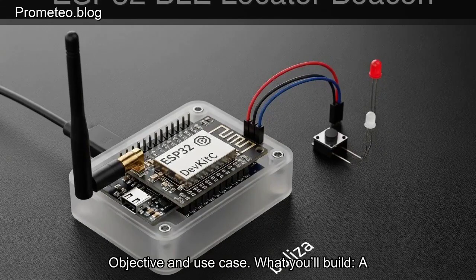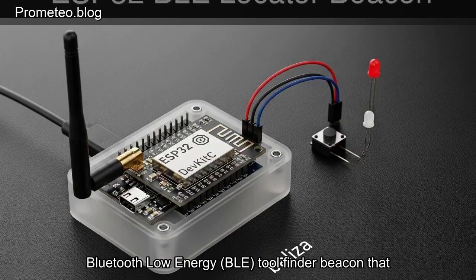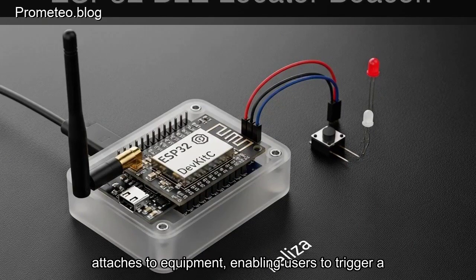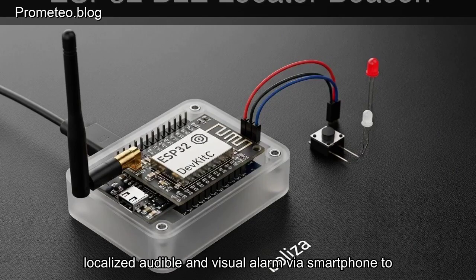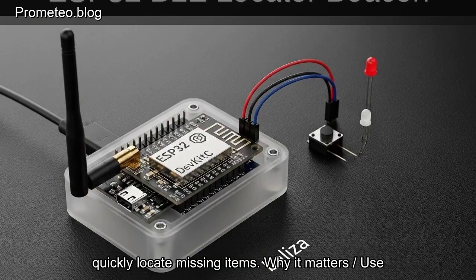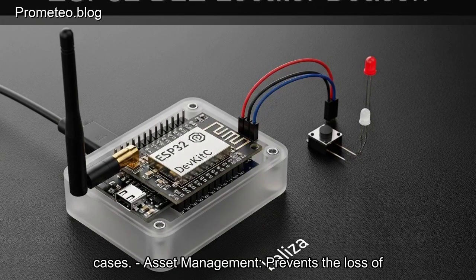Objective and use case. What you'll build: a Bluetooth Low Energy (BLE) tool finder beacon that attaches to equipment, enabling users to trigger a localized audible and visual alarm via smartphone to quickly locate missing items. Why it matters, divided by use cases.